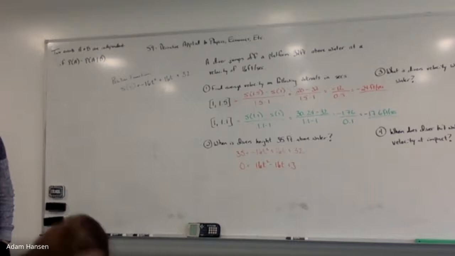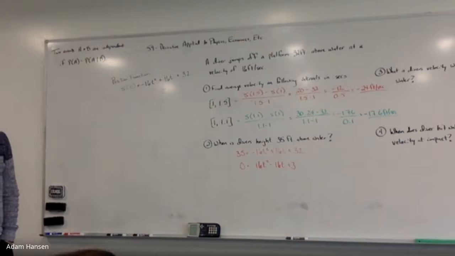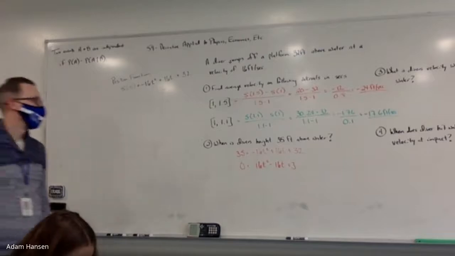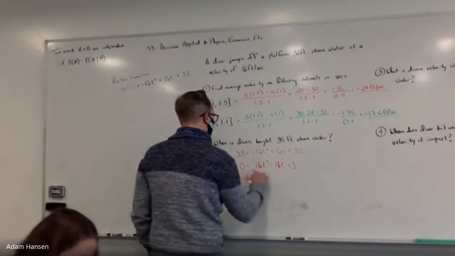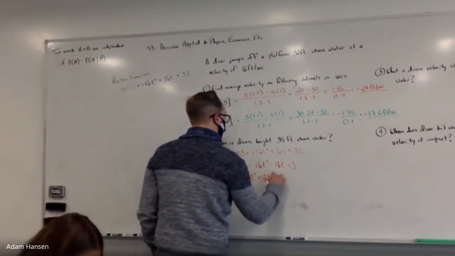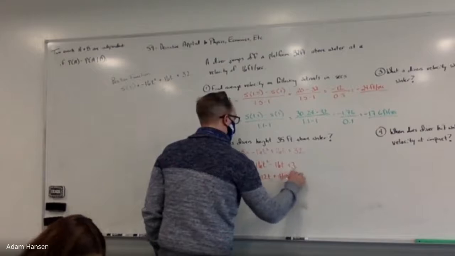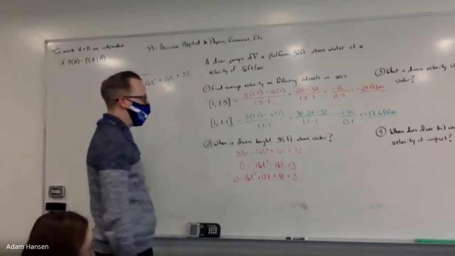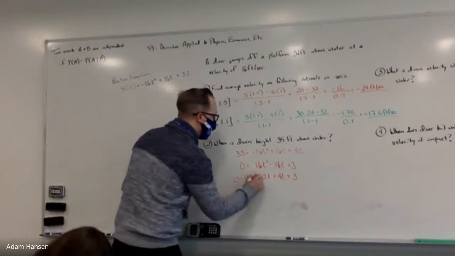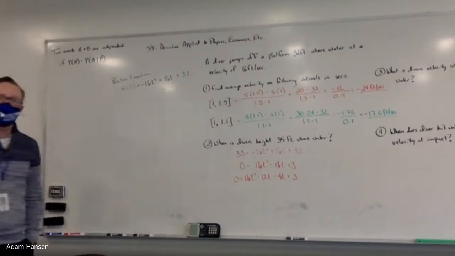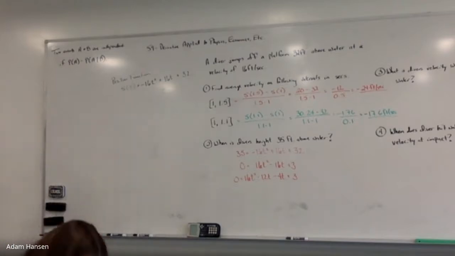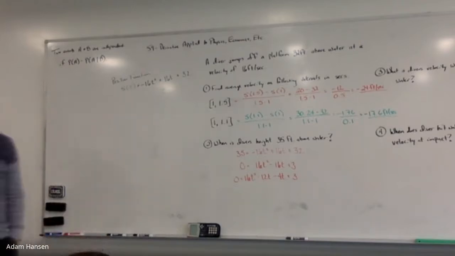16 times 3 is 48. What multiplies to make 48 and adds up to negative 16? You said 12 and 4. But if I have negative 16, they need to both be negative now, right? So let's call this 16t squared minus 12t minus 4t plus 3. Is that the same as what was up above earlier? It's just less simplified, right?